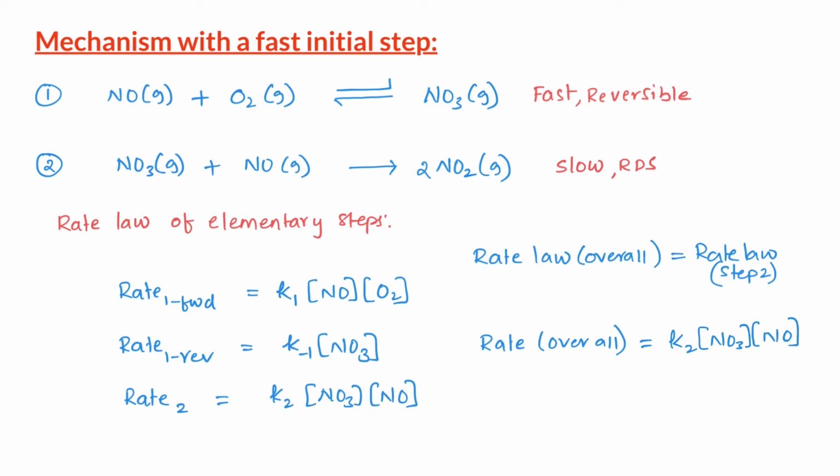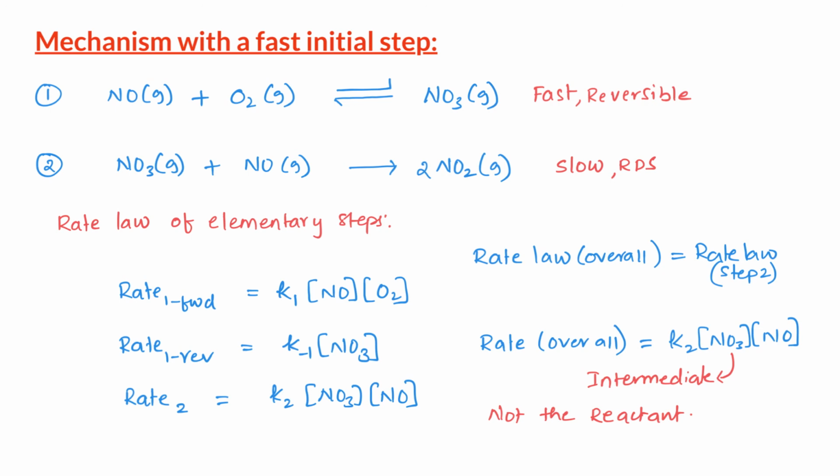This rate law has concentration of NO3 term in it, which is not the reactant of overall reaction. It is an intermediate, which is formed in one of the steps and consumed in the others. And as we discussed earlier, the rate law is the relation between the rate of the reaction and concentration of the reactants. And NO3 is not the reactant for the overall reaction. Therefore, it cannot be in the overall rate law.